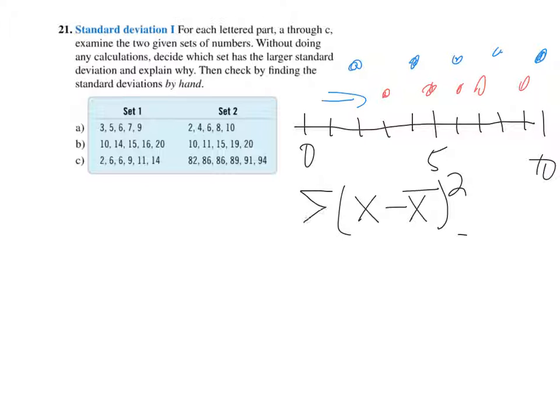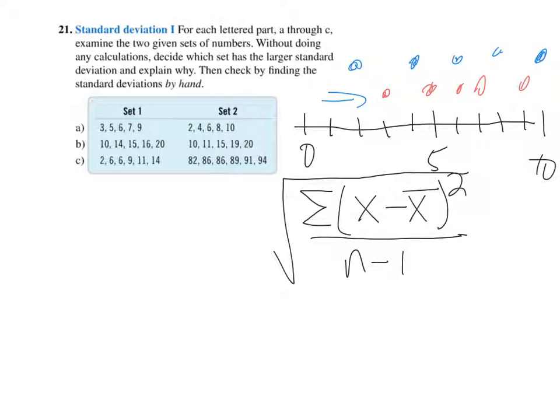We're going to add up all those squared deviations to find the sample standard deviation. We're going to divide by 1 less than the number of data points that we have and take the square root. So if you haven't copied down that formula yet, I would.